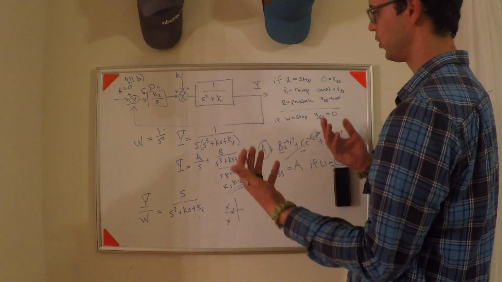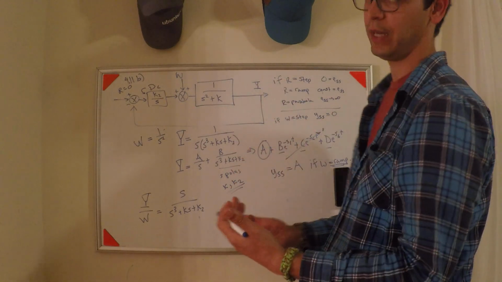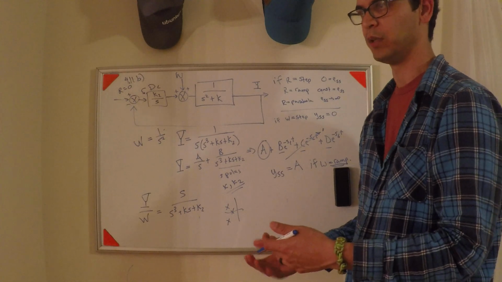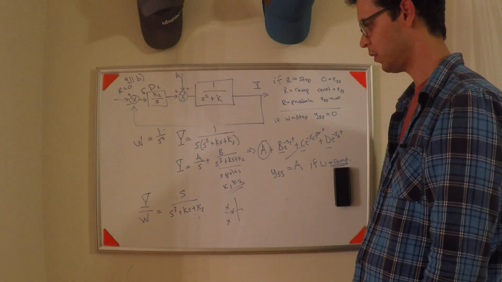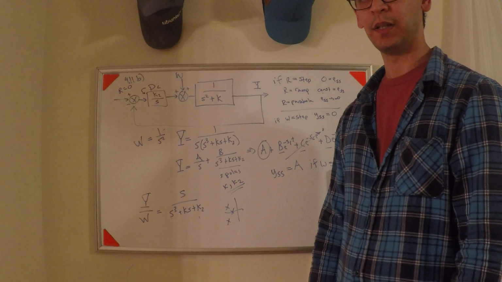If you wanted to completely reject a ramp input, you would have to have a type 2 system, and you'd have to increase and put 2 integrators in the system. Okay, hopefully that helps and you understand this problem now.